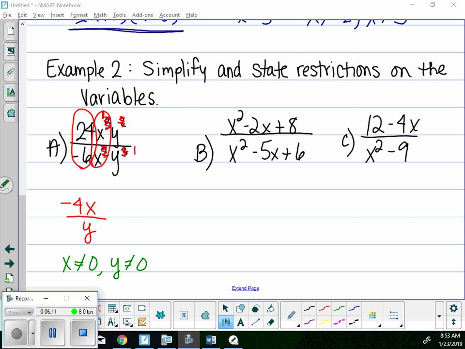So our first step is to factor. So numbers that multiply to 8: 1 and 8, 2 and 4. The ones that are going to add up to negative 2 are 2 and 4. So what's the problem? The 8 is positive. But the 8 is positive.